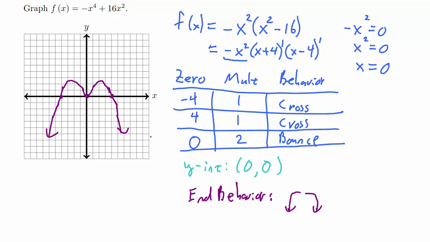There you go. Now notice again, I'm not trying to make this a perfect graph, but I am trying to get the correct zeros, the correct end behavior, the correct behavior at the zeros, and of course the correct y-intercept.